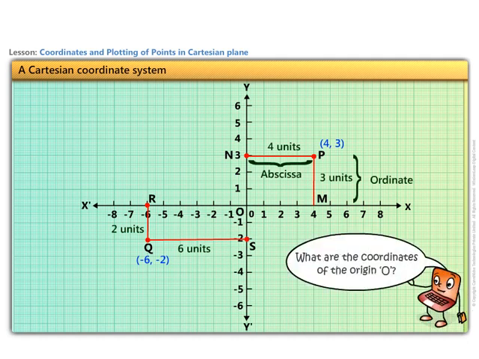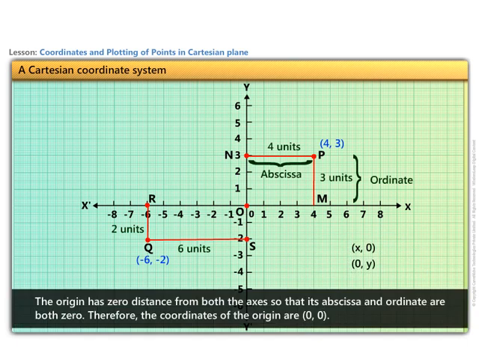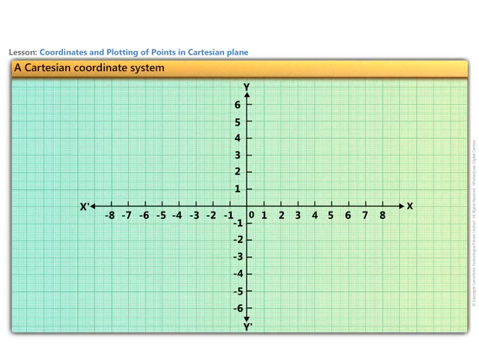What are the coordinates of the origin O? The origin has 0 distance from both the axes, so that its abscissa and ordinate are both 0. Therefore, the coordinates of the origin are (0, 0). Here are some of the coordinates of the given points in the coordinate system.